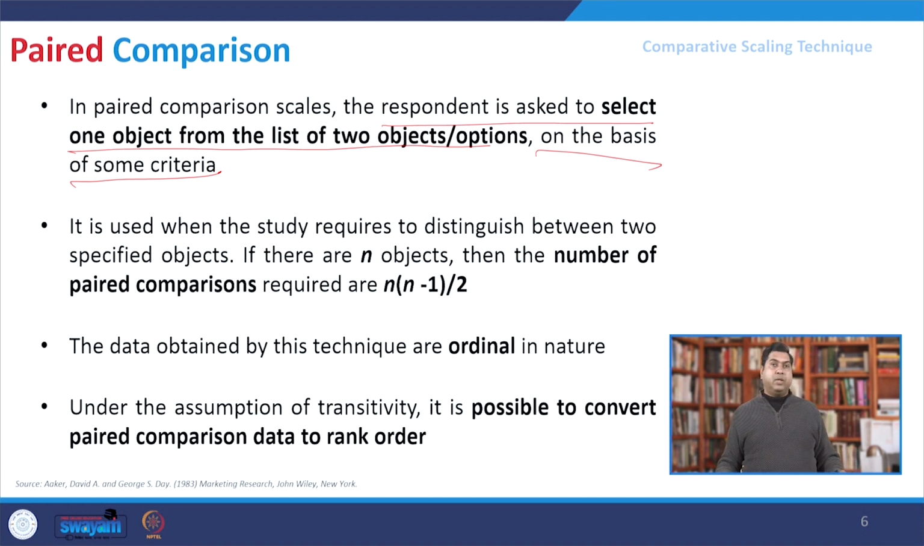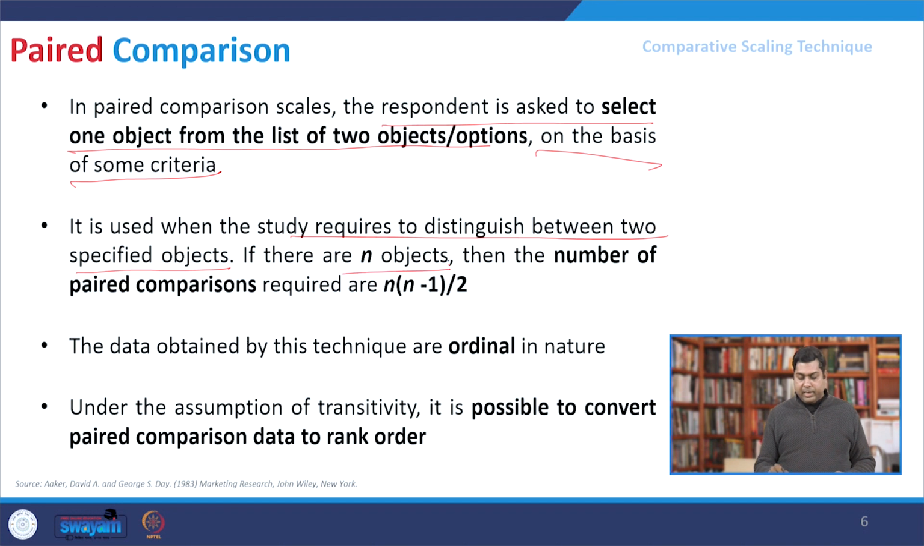I can also go for multiple comparison. I say, from A and B you select one. I prefer A, fine. Then I ask, from B and C you select one, and I select B. Now if I ask which of A and C is preferred, in logical sequence, because A is preferred to B and B is preferred to C, among A and C obviously A should be preferred over C. It is used when the study requires distinguishing between two specific objects.